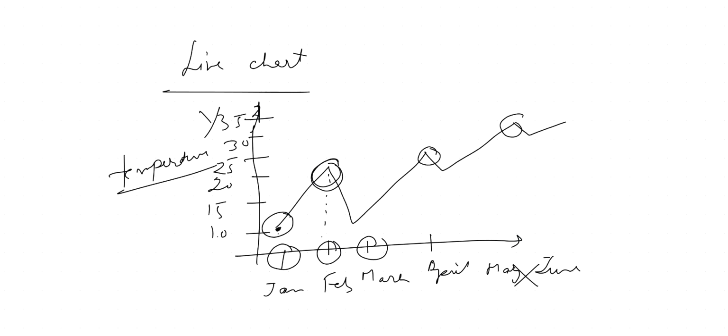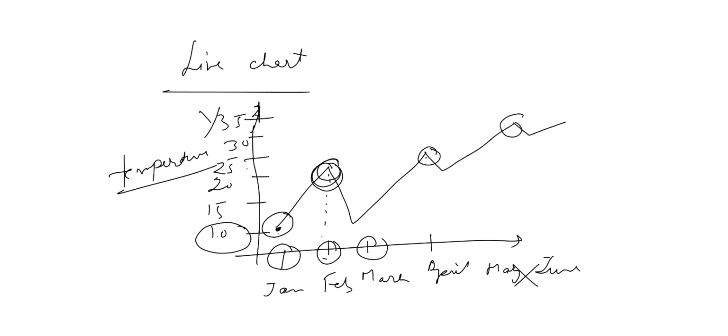If you go to February, you go to this point, it is more than 20 degrees Celsius. If you look at April, you go to this point, it's around 25 degrees Celsius. So the idea is that you can represent some information in the form of a line chart.